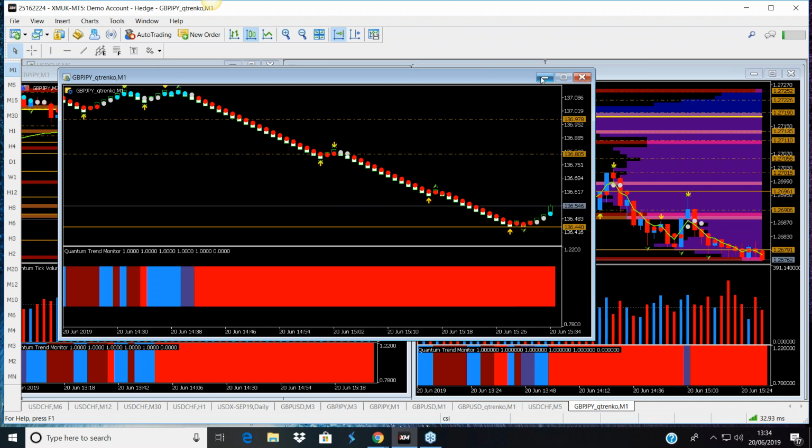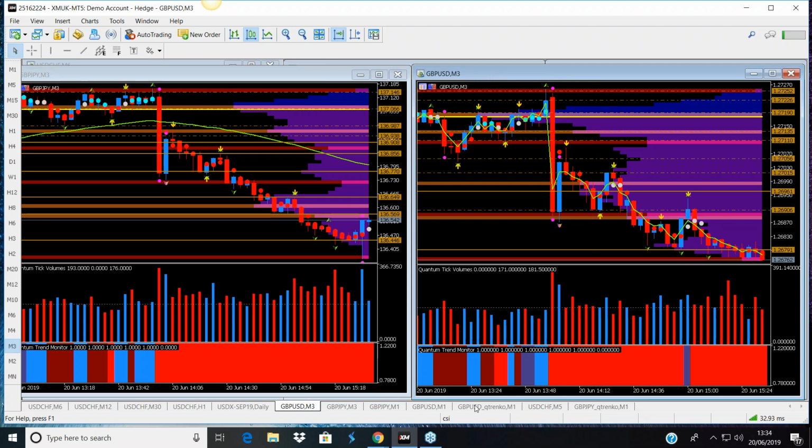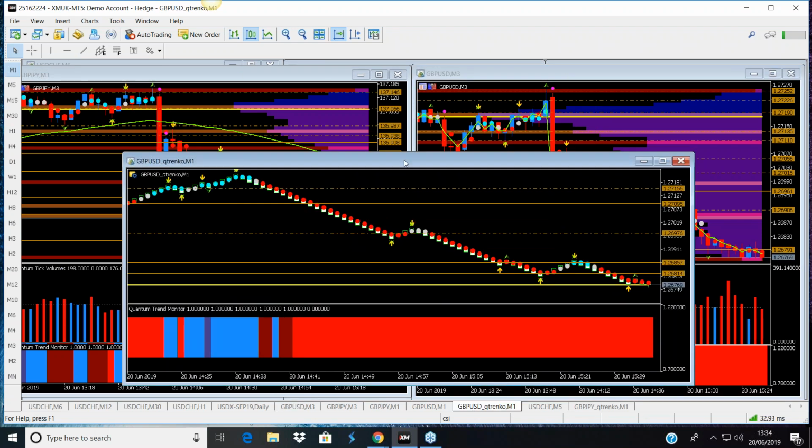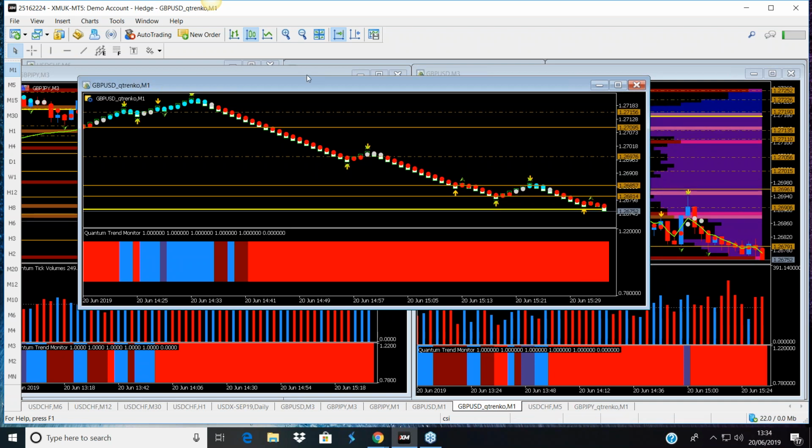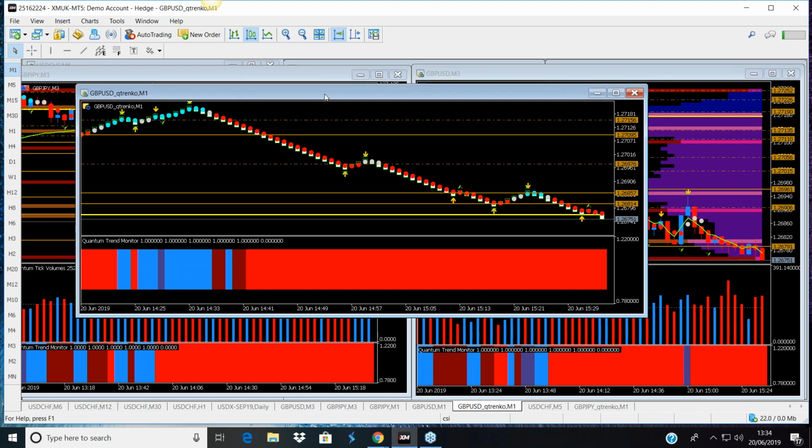And if we look at the cable one, let's have a look. Pretty much the same, slightly more pullbacks that we see here, but the overall trend lower was maintained. In fact, we had this little much deeper pullback, and we know that because we actually had a change of color in the trend dots. They went to gray, and we had a couple of blue ones here, but the trend monitor stayed again relentlessly red.